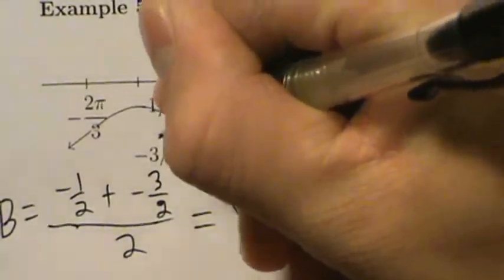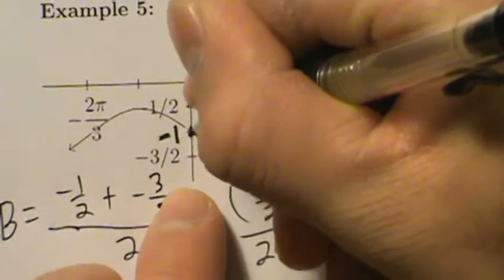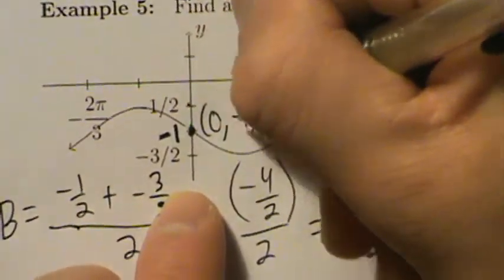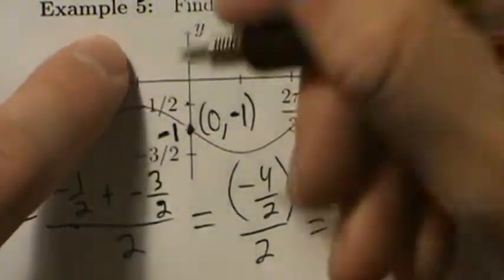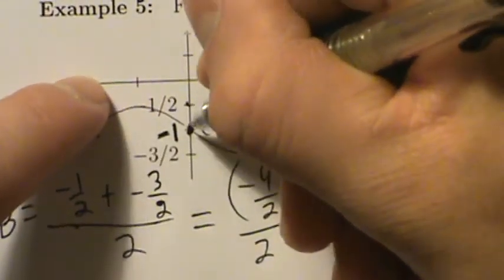It doesn't matter though. The point is this is -1 here. So this point is (0, -1). Again, -1/2, -3/2. Each tick represents a unit of a half. So -1/2, -2/2.